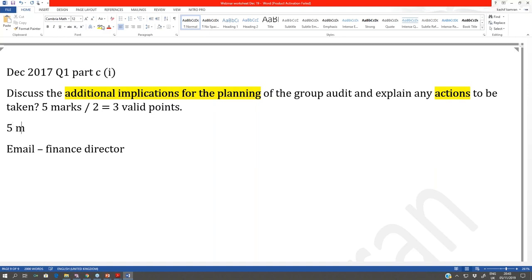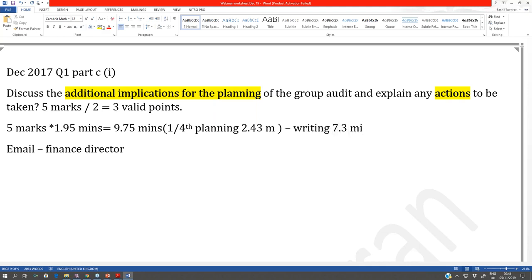But just before that, 5 marks multiplied by 1.95 minutes is equal to how much? Okay, 9.75 minutes. Thanks for the spontaneous answer. 1/4 of this time is to be spent on planning. Okay, that's 2 minutes and 43 seconds to be spent on planning. So how much time should I be having for writing the answer? Okay, a good 7.3 minutes for 3 valid points. That's good enough. 7.3 minutes to write in the valid answer.